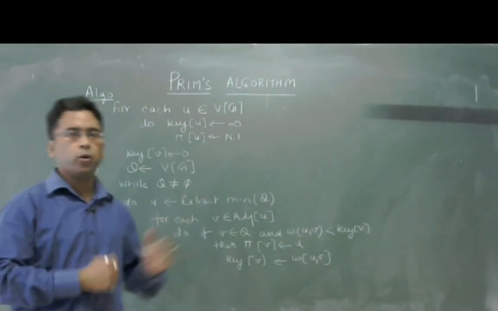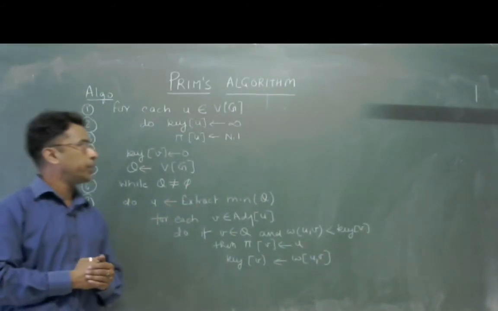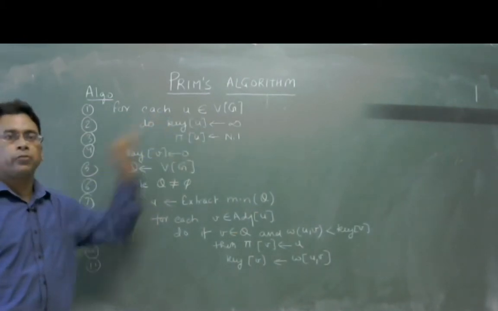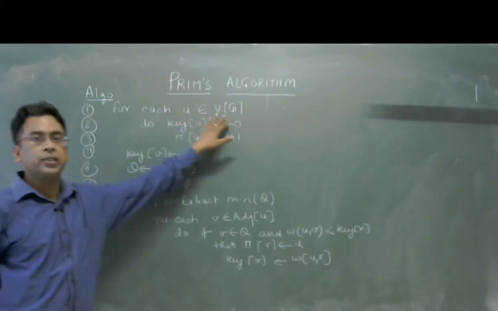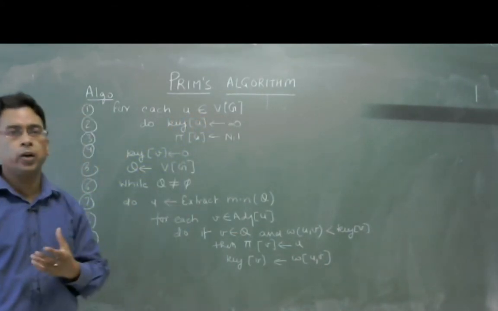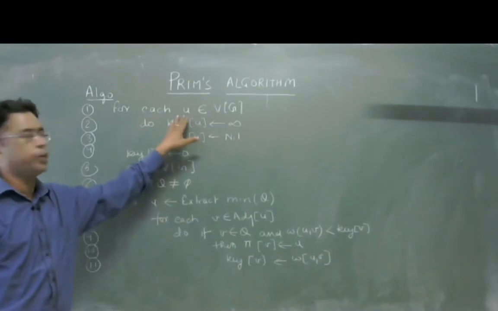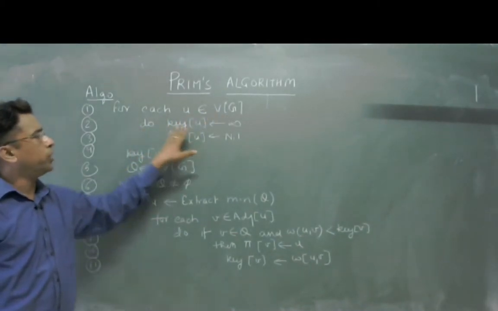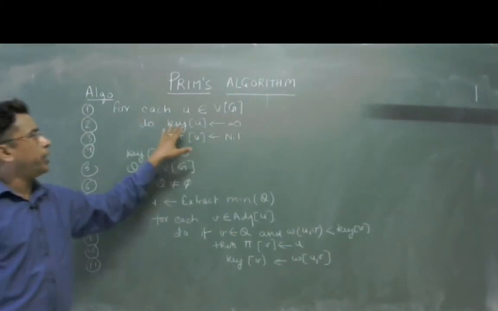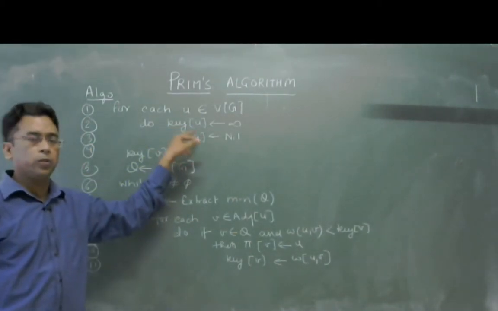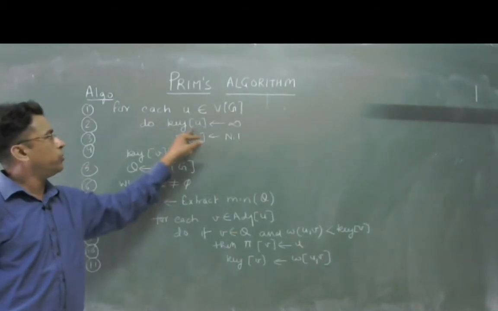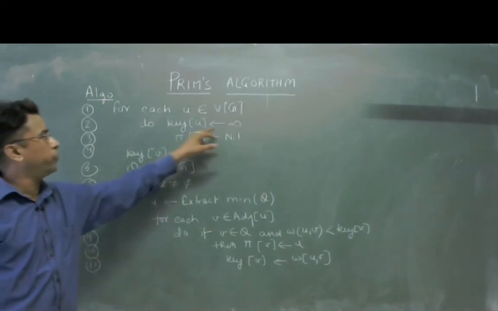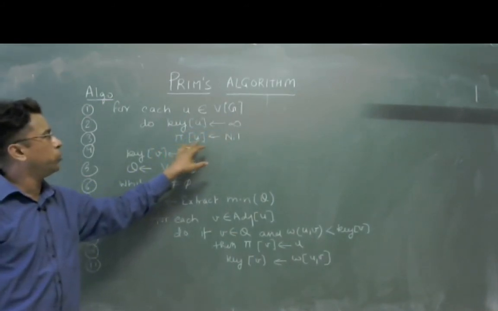So this is the algorithm of Prim's algorithm. In Prim's algorithm, what we do is, suppose there are n vertices in the graph. Then we assign a value called key to the vertices. Initially, key is equal to infinity. All the vertices in the graph are assigned the value infinity, and after that pi of q is equal to nil.